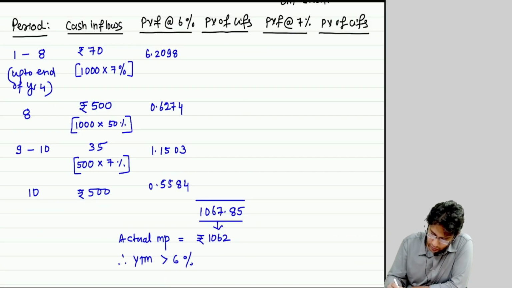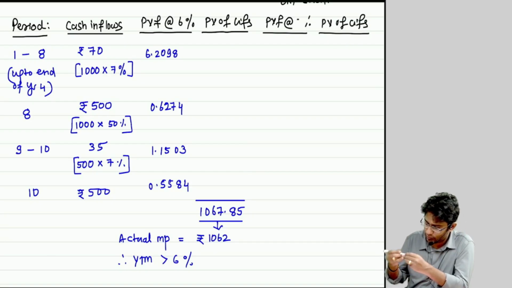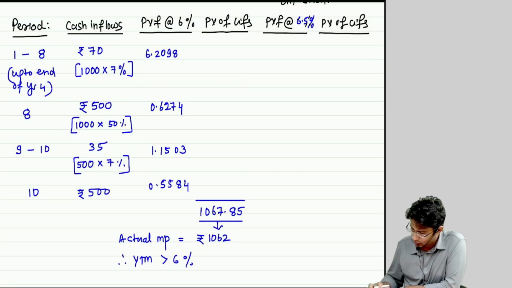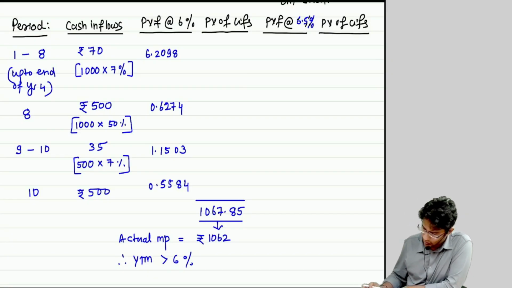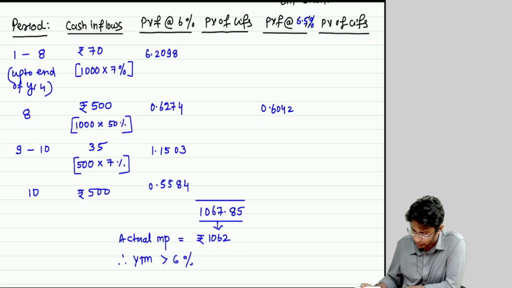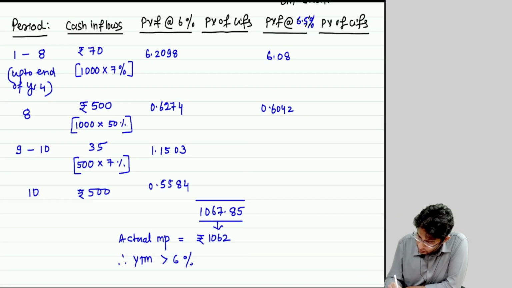So I'm changing it. Sorry, I wrote 7 originally. I'm changing it to 6.5%. One divided by 1.065, 1, 2, 3, 4, 5, 6, 7, 8. But these are half yearly payments. That's okay. It is 6.08875 for 8 only.